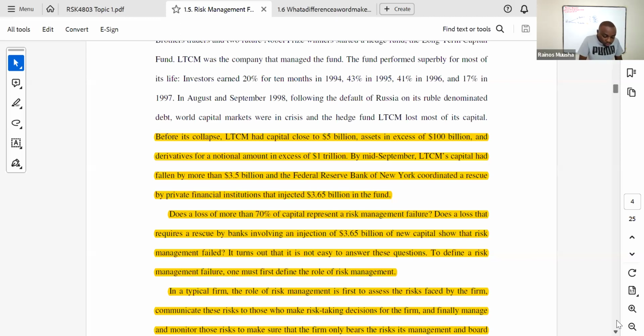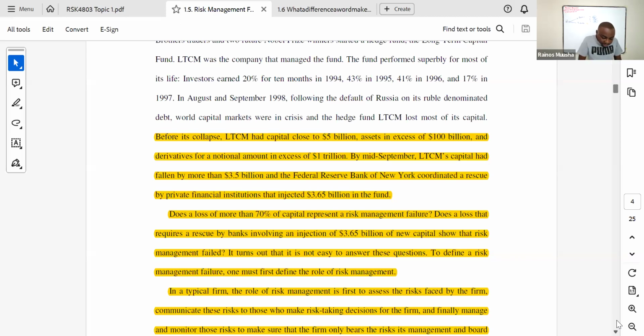So does a loss of more than 70% of capital represent a risk management failure? Does a loss that requires a rescue by banks involving an injection of 3.65 billion of new capital show that risk management failed? So it turns out that it is not easy to answer these questions.